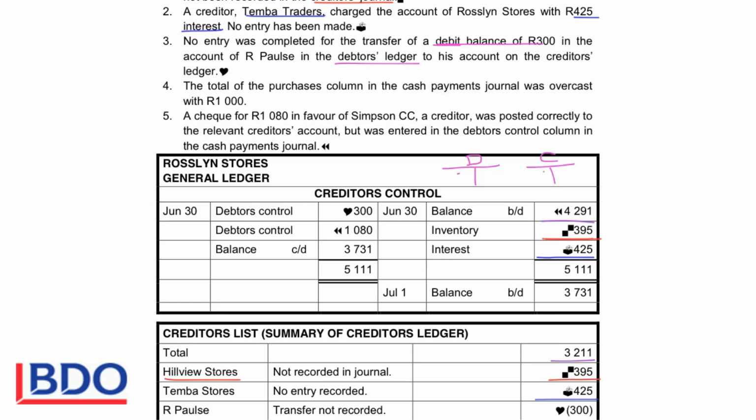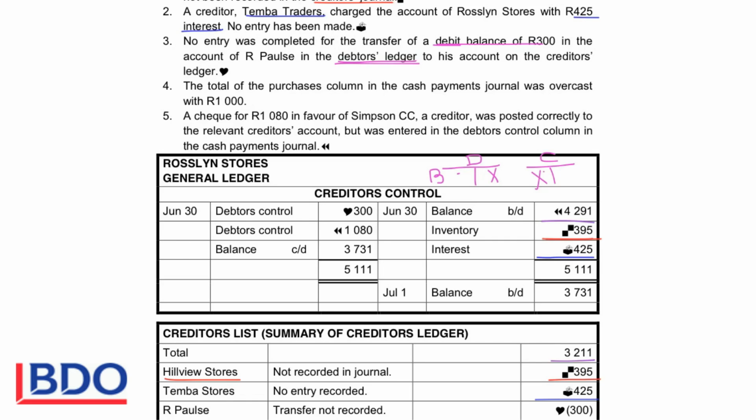They say this balance of the debit balance is in the debtors ledger. So it means this balance in the debtors ledger is on the debit side. If we want to transfer it, we must take it out of the debtors ledger on the credit side and put it into the creditors ledger on the debit side. Therefore, this 300 Rand will be recorded on the debit side of the creditors control and in the account of Pulsar.